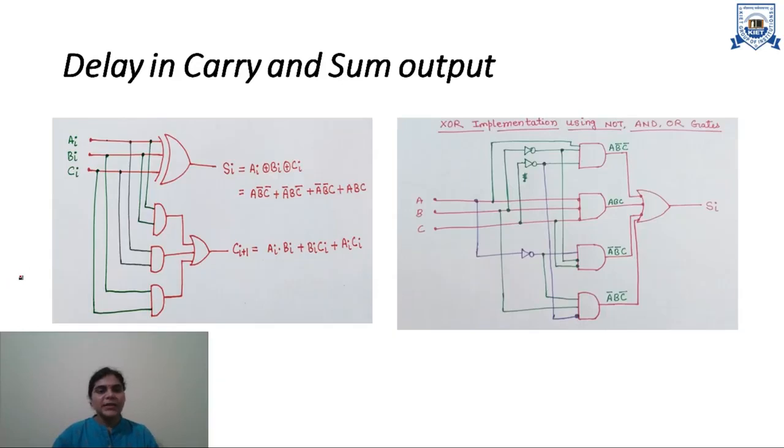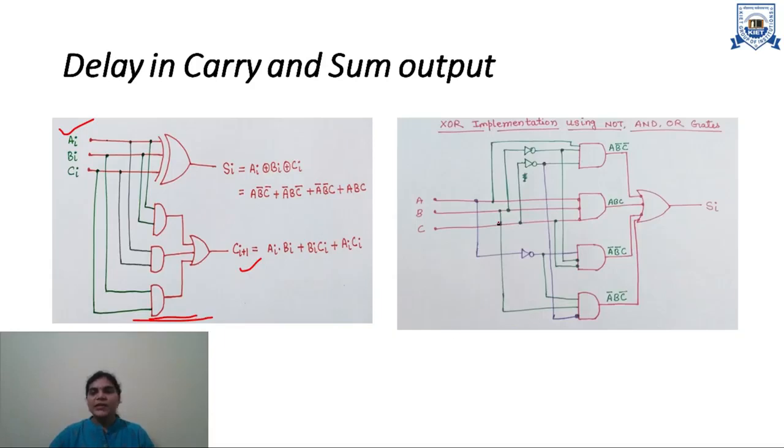As you can see here in the circuit diagram of the full adder, the carry is generated after 2 levels of gates. Here inputs are given and here carry output is generated. From input to output, it has 2 levels of gates. Delta is the propagation delay of a basic gate. Here the carry will be generated after 2 delta.